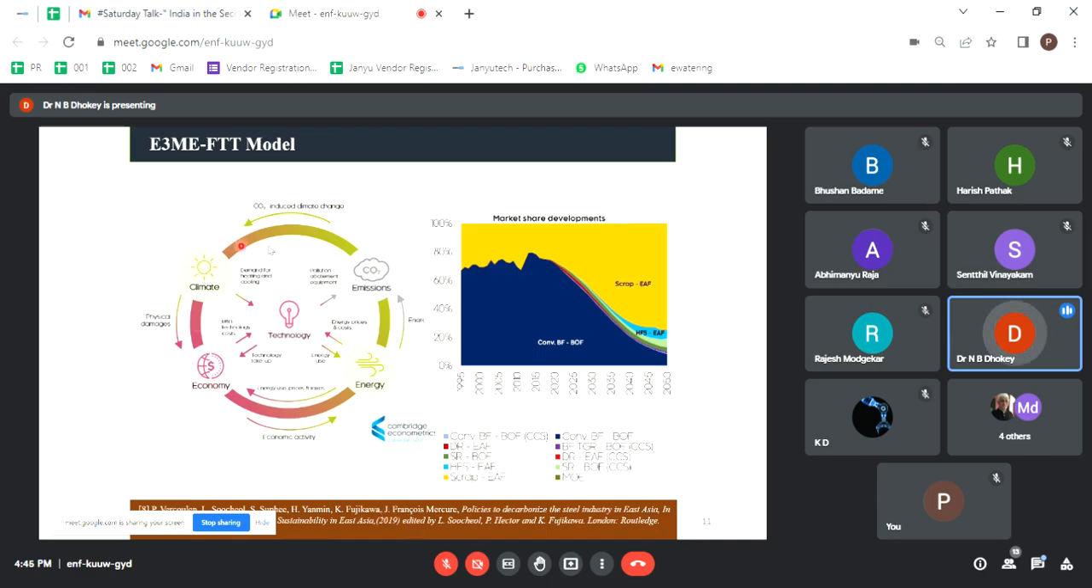And a wonderful model has been created here: the three E's, economy, energy, and emissions, and they're all interconnected. How it is interconnected with technology is also shown here. So it is a very interesting document to look at and understand what the future will be in terms of energy and energy materials, and the applications to reduce the carbon footprint and make the planet green.